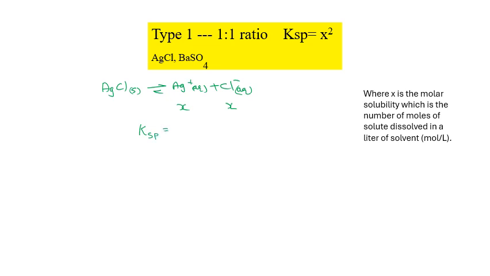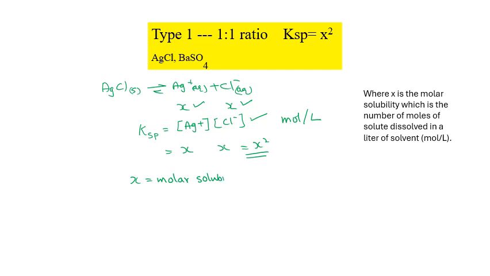So KSP equals, we know how to write the K expression, the products, and we don't have to write the reactants. So what is the concentration of Ag+ as per our step here, which is x, and this is x, so that means x squared. Okay, so we can directly substitute that x value. What is that x value? It is the concentration, correct? That concentration is the solubility of that Ag+ and Cl-, in moles per liter. That is called molar solubility.